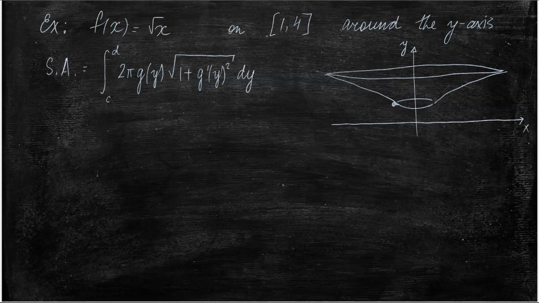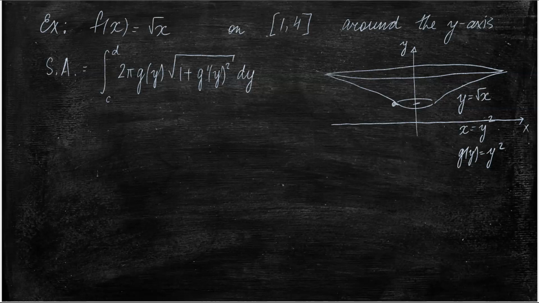And what's g of y? So if y is equal to square root of x, then in the first quadrant we can write it as x equals y squared, and therefore g of y is y squared. So we figured that out. Now, how do we figure out c and d?